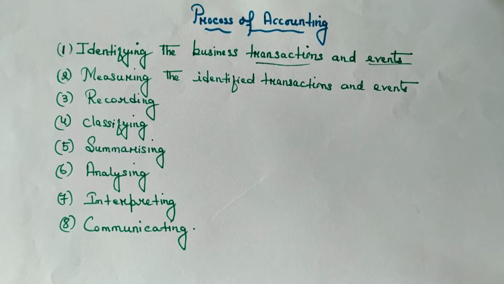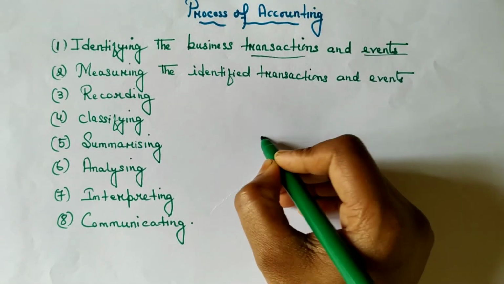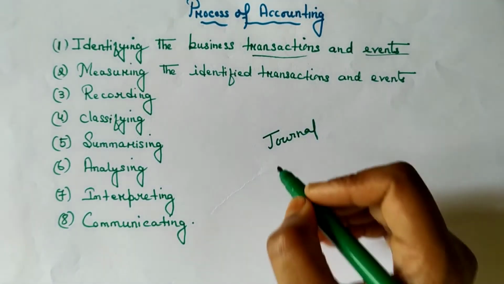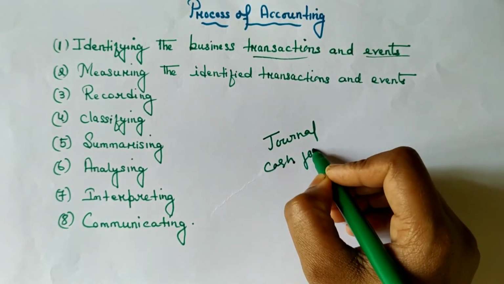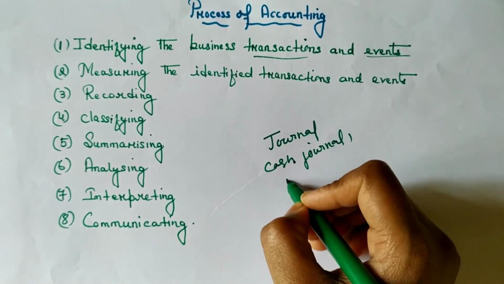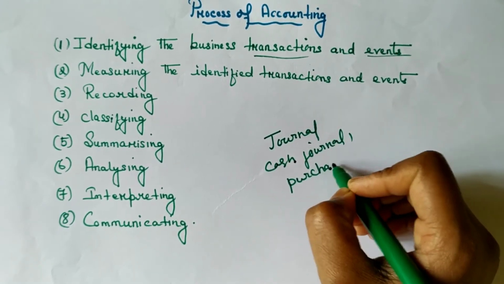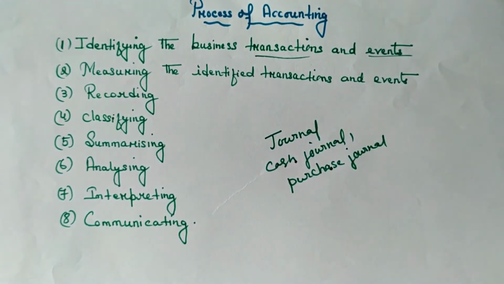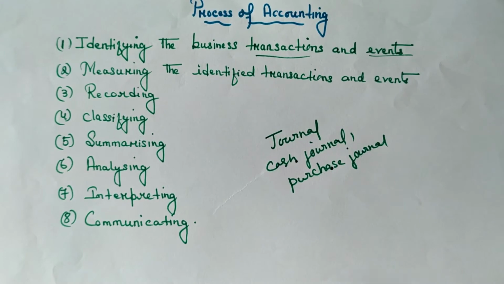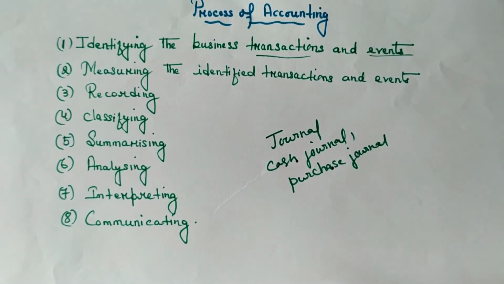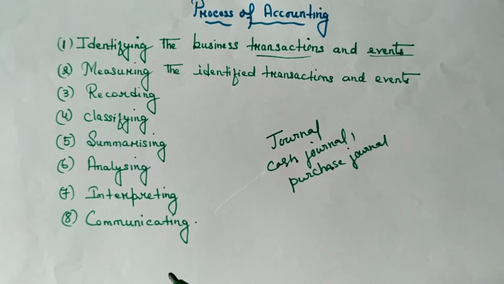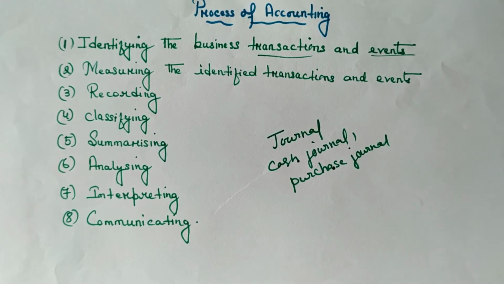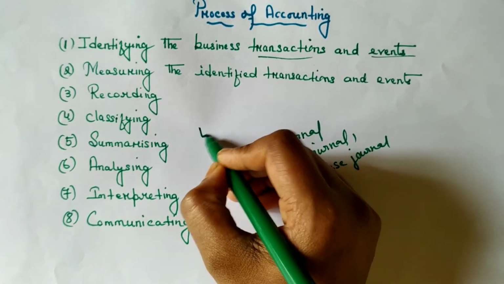This recording is done in the book, journal, and other subsidiary books, say cash journal or purchase journal, etc. The next step is classifying. Classifying is concerned with the systematic analysis of the recorded data. Classification is done in a book, that is ledger.